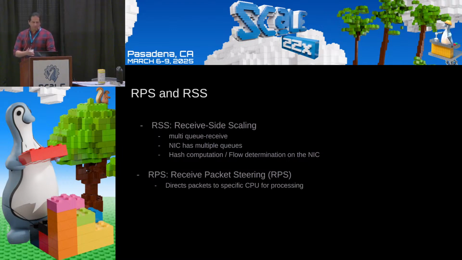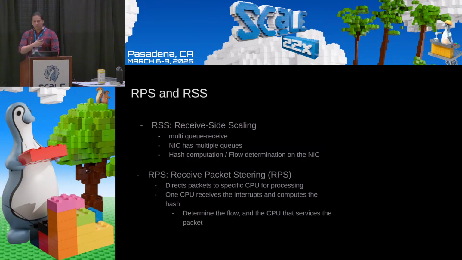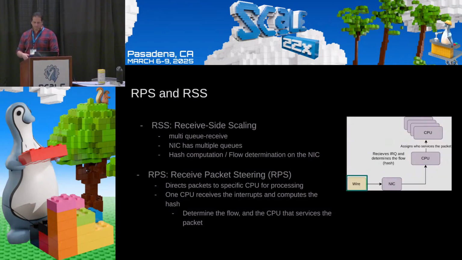So again, it directs packets to a specific CPU for processing. One CPU receives the interrupts, computes the hash for this particular packet, knows the flow, and determines which CPU should process it based on the previous history that we know. If it's a new flow, then we assign it to one CPU, and we keep that in our hash table, so we know that for the next packet of that flow, we just assign it to the same CPU. So as you see here, we're looking at receiving a packet over the wire. It goes to the NIC, and the CPU that is responsible for determining, which is the functionality of RPS when it's enabled, will determine who processes this packet and sends it up the network stack.